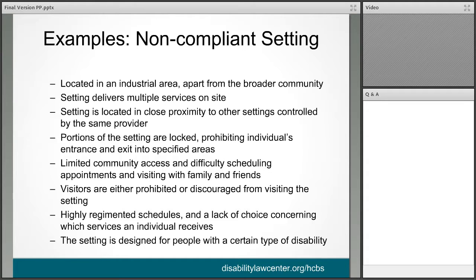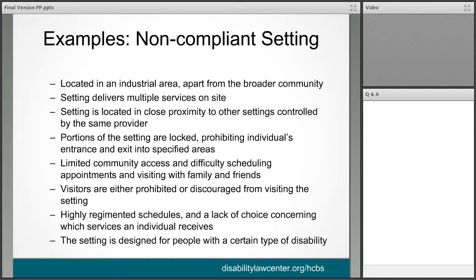Okay, so what would a non-compliant setting look like? Obviously, this is the category that we certainly don't want to see settings fall into, but hopefully here is some guidance for what it might look like if a setting did. A setting that would be presumed to not be home and community-based, and therefore would not be able to receive waiver dollars, might look this way.